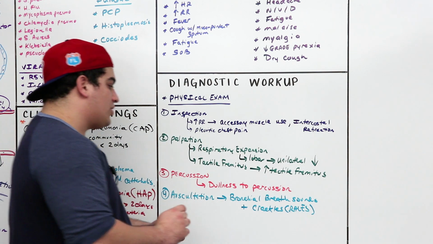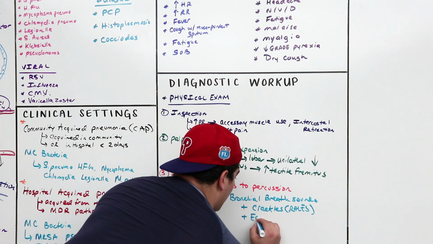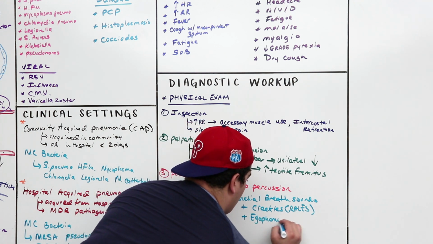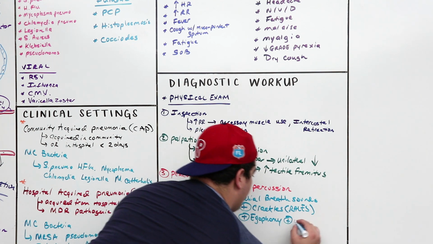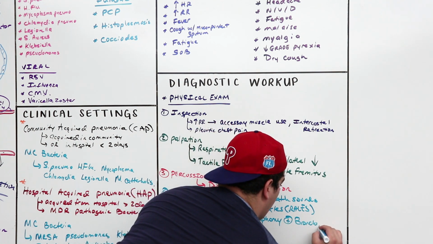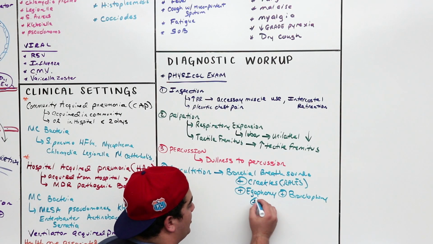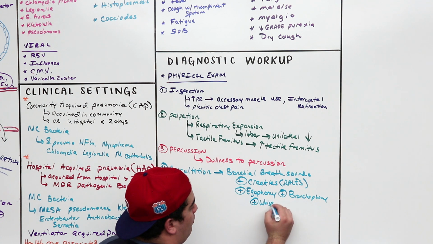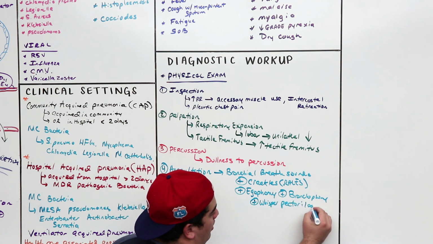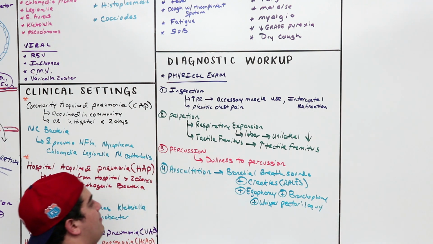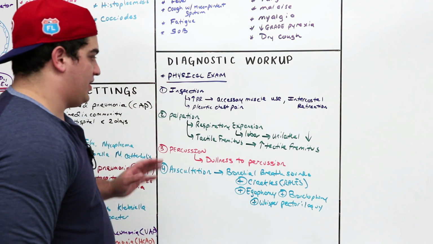So some things that you'll also have is they'll have what's called positive egophony. They'll have positive bronchophony. So then also they'll have a positive sign of what we just talked about, whispered pectoriloquy. Okay? So those are things that we'll see upon the physical examination.